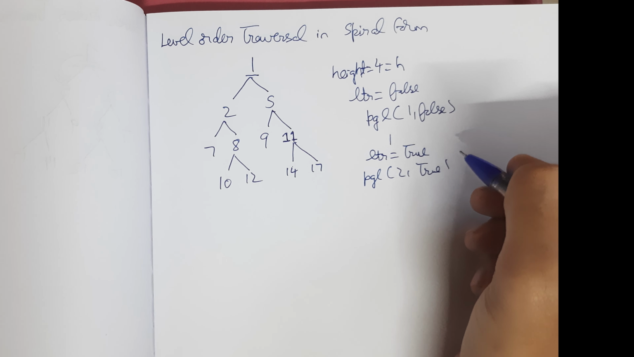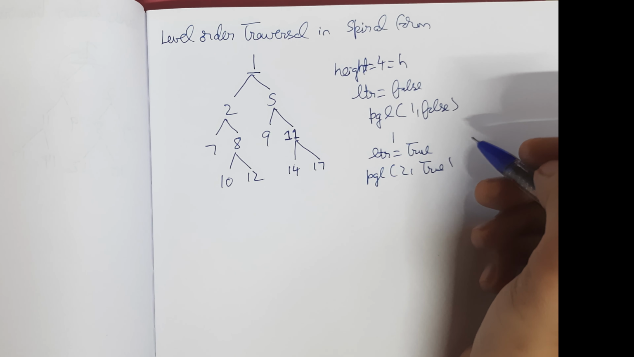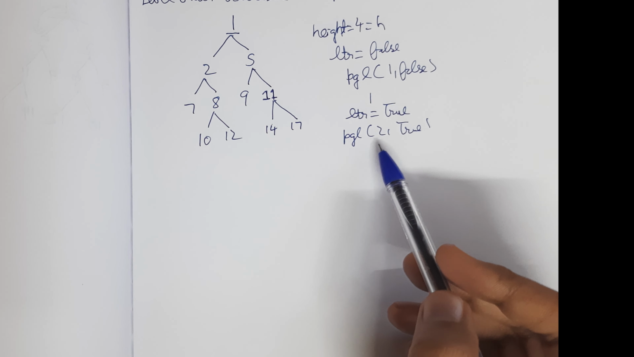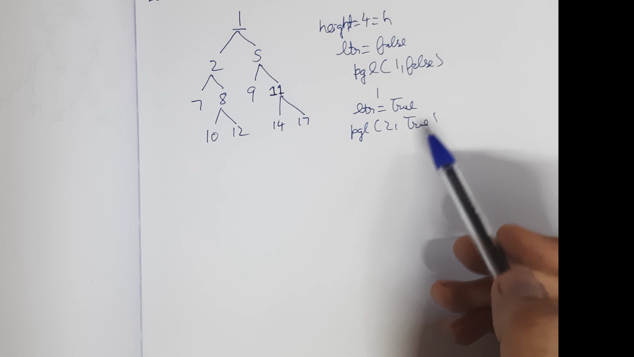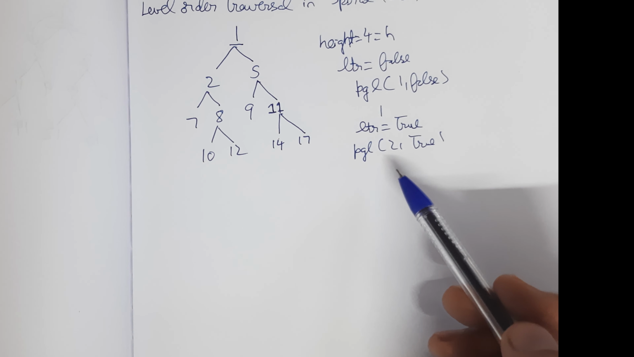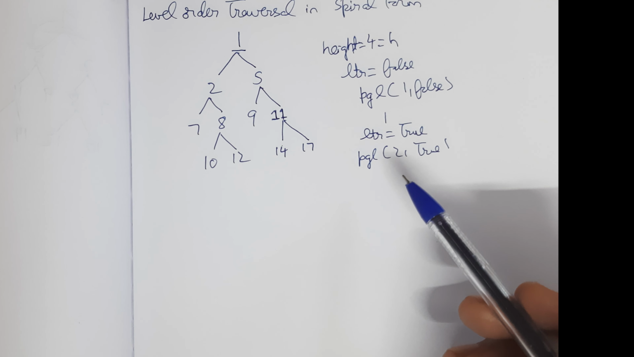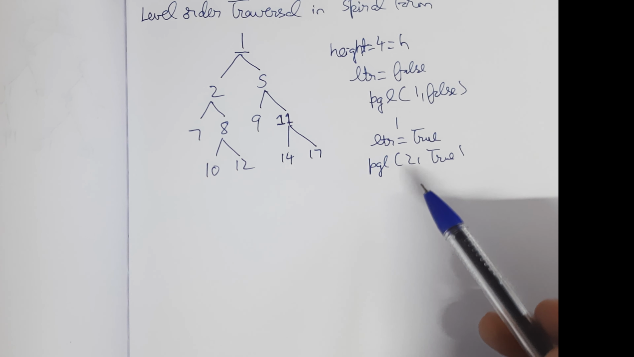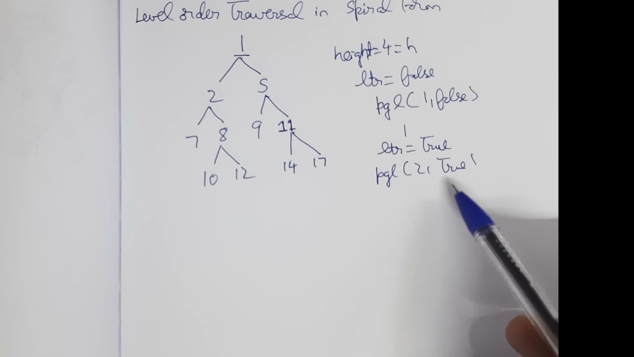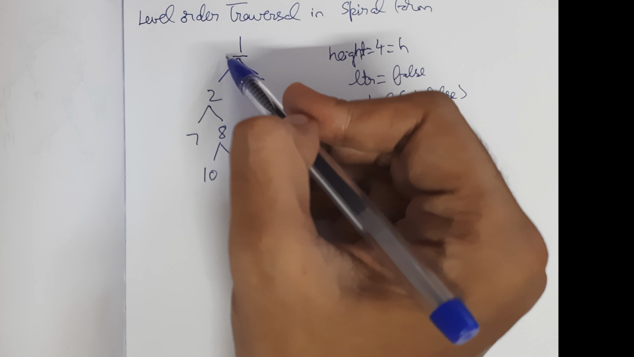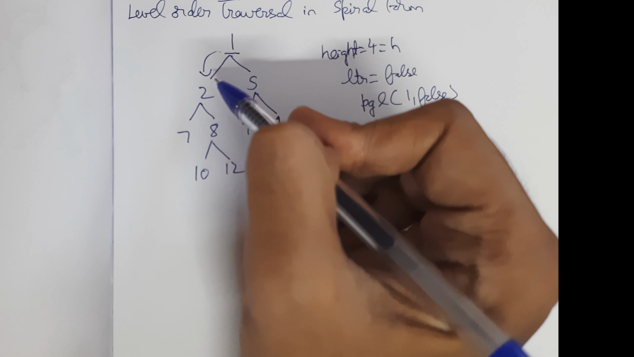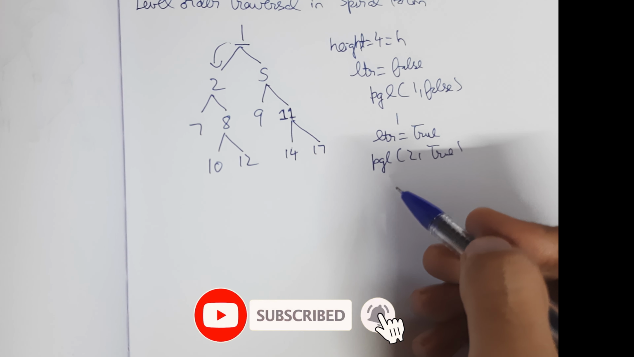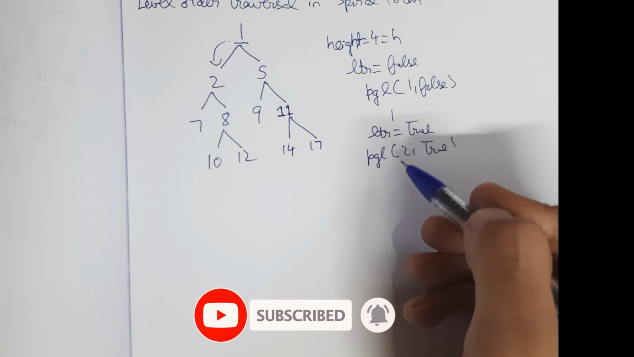Now we go back to the print given level function again. Now PGL takes the values 2 and true here. So let's see what's going to happen at the print given level function. At the print given level function, the first two if conditions are not satisfied, and if we go to the else if condition, the level is greater than 1 and the value of LTR is now true. So what happens now is we go to the left subtree of 1, which is 2, and the call is now changed to PGL of 1 comma true.